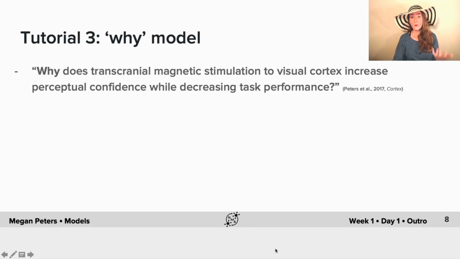So the why models are also a really, really big part of my own research program. So I wanted to tell you a little bit about that. So in a more recent study now, I was interested in using a why model to investigate something that's kind of related to that perceptual confirmation bias and confidence that I just told you about. Only this phenomenon is like really a lot weirder to me.